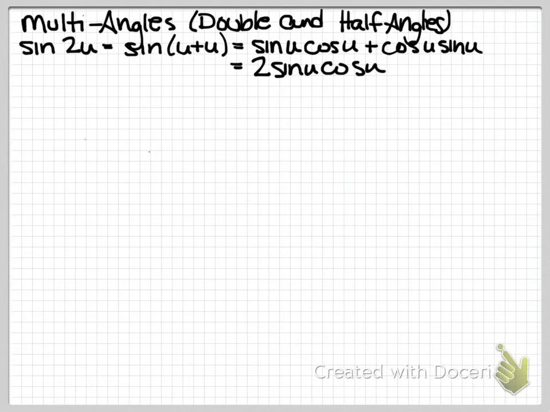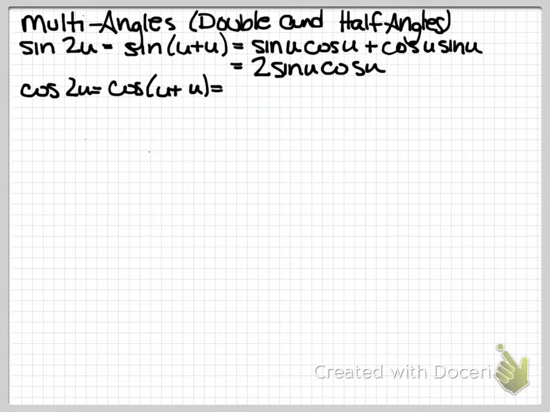Oops, sorry. Let's do cosine. And I'm going to do the exact same thing. For cosine of 2u, that's going to be the cosine of u plus u. Again, applying our sum and difference. Remember, for cosine, it's cosine times cosine, sine times sine.